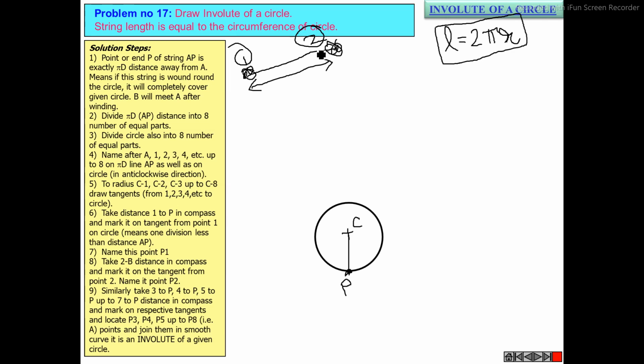Yes, sir. Where will it be? When you have completely unwrapped it, where will point 2 lie? At a distance of 2 pi r from point P. That means from point P, I need to draw an infinitely long tangent line. On that infinitely long tangent line, I will mark 2 pi r length with the help of the compass, and that point will be my second and last ending point of my thread. Yes or no? Correct?